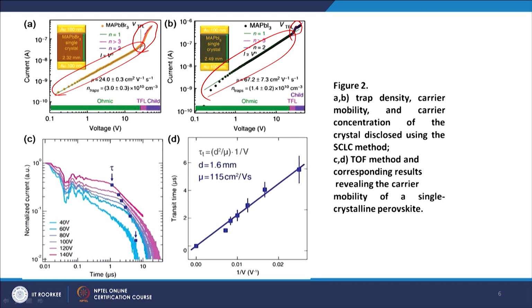For example, we have applied different voltages, 40 volt, 60 volt, 80 volt, 100 volt, to extract the charge carrier, and the corresponding current in the detector we are measuring as a function of time. Then when we plot the transient time versus 1 over V, we get a linear curve, and the slope of the linear curve gives the mobility of the material. So, these are the two methods, and what we measure in these methods is shown in this graph.